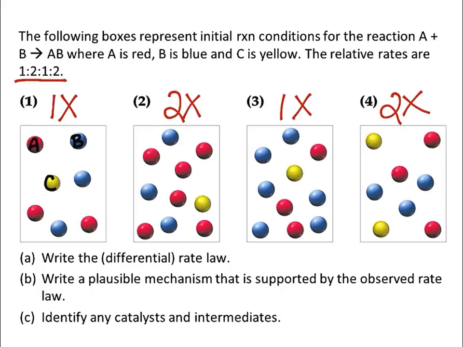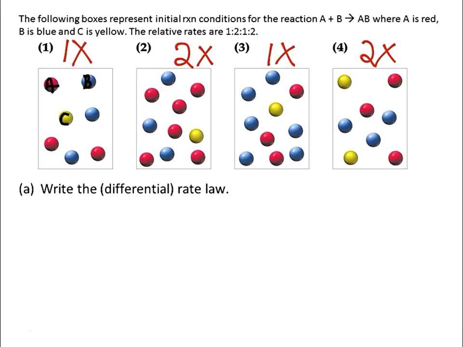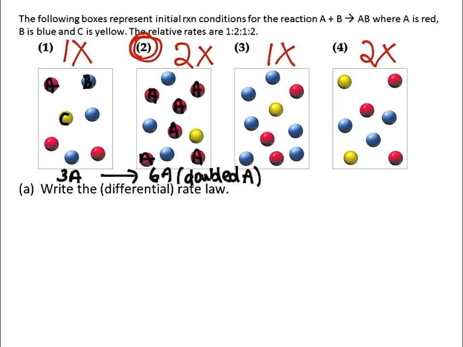So let's start with part A. I'm going to write the differential rate law, which means we need to look at how the reactant concentrations change and the effect that has on the rate. So here, if we look at box 2 and compare that to box 1, in box 2 it appears that we have 1, 2, 3, 4, 5, 6 A atoms, but we only had 3 in box 1, so we've doubled the concentration of A. And the corresponding effect on the rate is that the rate has doubled. So if the rate doubled and the concentration of A doubles, that means that this is first order in A.